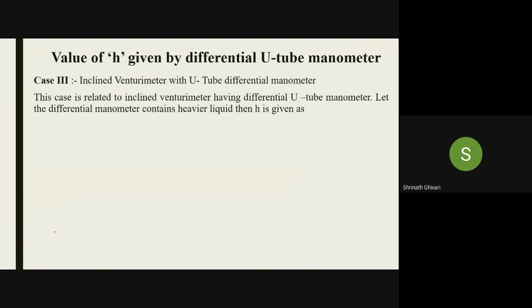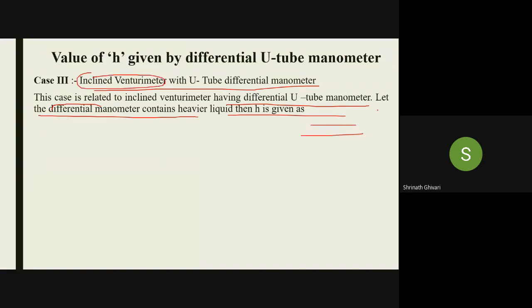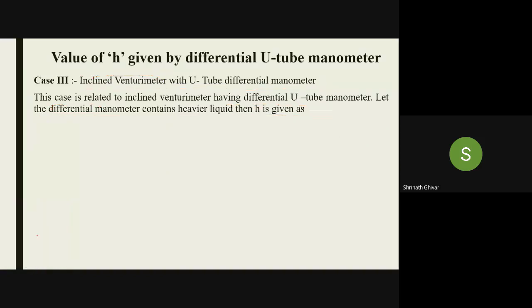Then, there is the inclined venturimeter with a U-tube differential manometer. This case is related to an inclined venturimeter having a differential U-tube manometer. Let the differential manometer contain the heavy liquid. We have seen a horizontal venturimeter, and there will also be some inclined venturimeters, where we are going to solve some problems. So it has a U-tube differential manometer containing a heavier liquid. Then what will be the value of H?